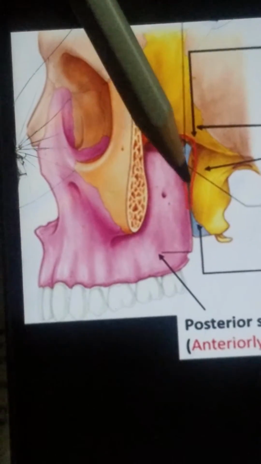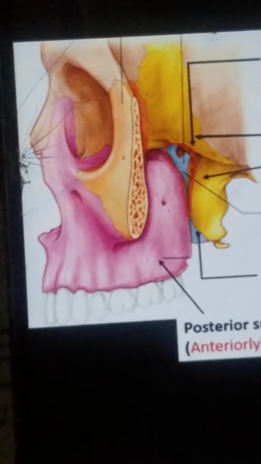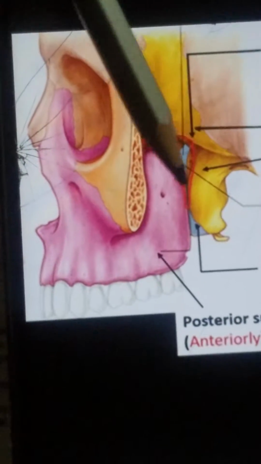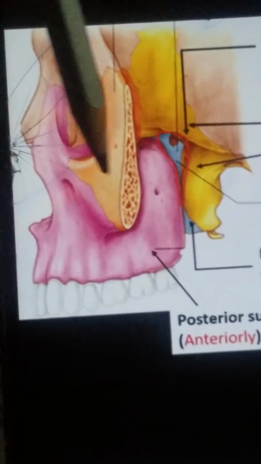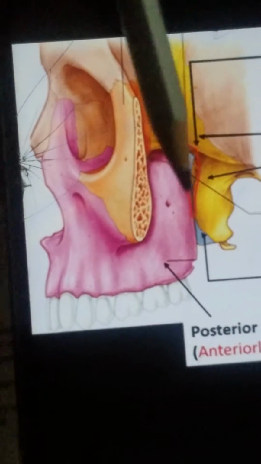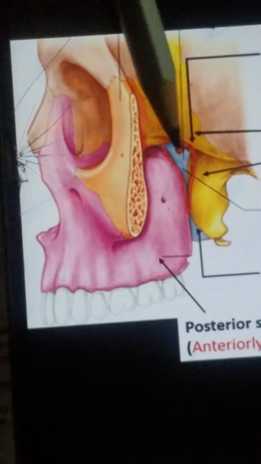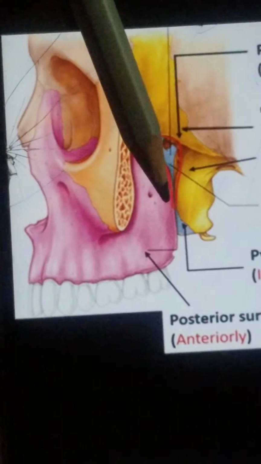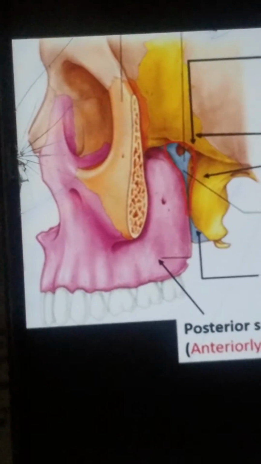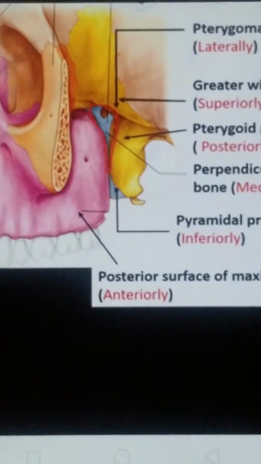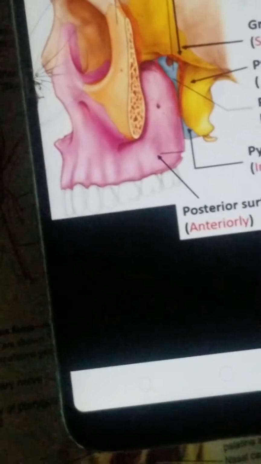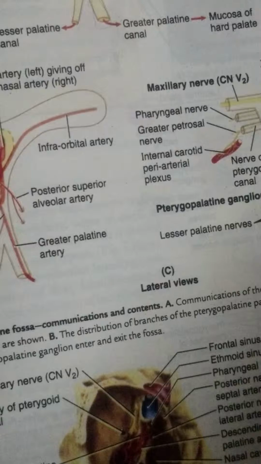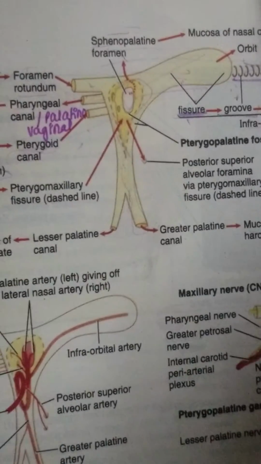And this pterygomaxillary fissure communicates with the infratemporal fossa. Below it there will be a fossa, as the zygomatic arch comes here, and then there comes the infratemporal fossa. So this pterygomaxillary fissure communicates with the infratemporal fossa. Now we are done with boundaries. Now we are going to do some communications.